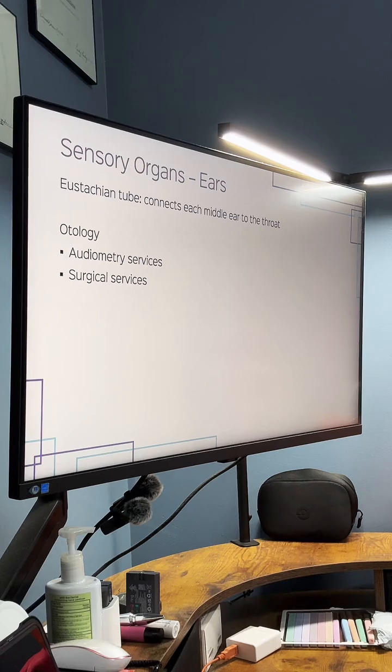Otology is the study of the ear. This is a very specialized field of medicine, and you have 2 types of services: audiometry and surgical. Surgical services are often performed by an ENT physician, and codes for procedures are typically found in the surgery section of your CPT codebook. Audiometry services are studies to test and improve your hearing. The codes for these services are typically found in the medicine section of the CPT codebook.